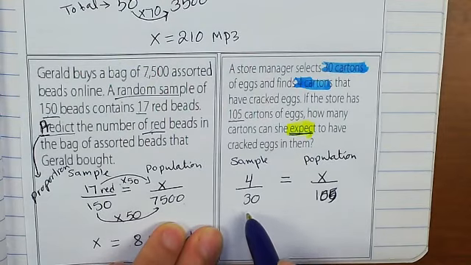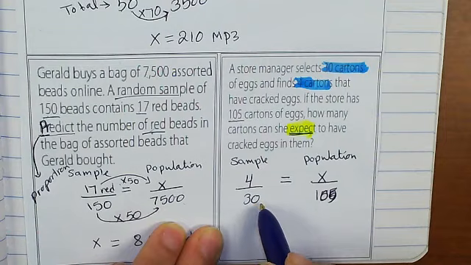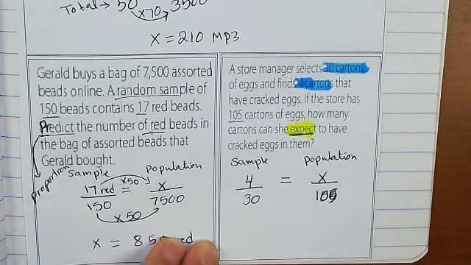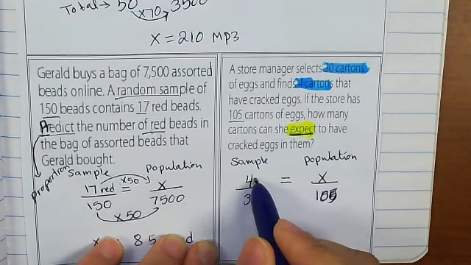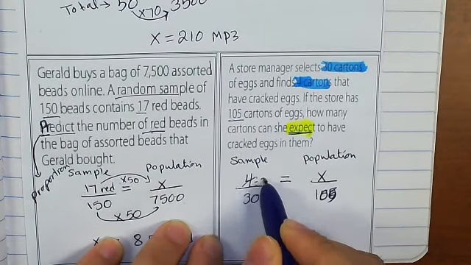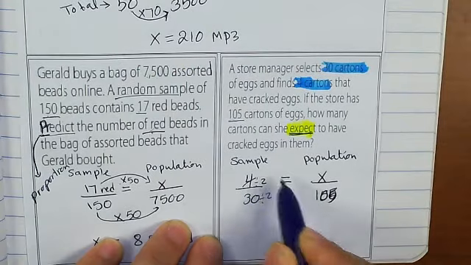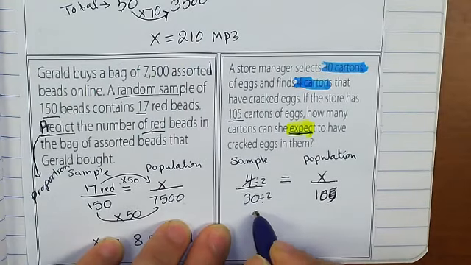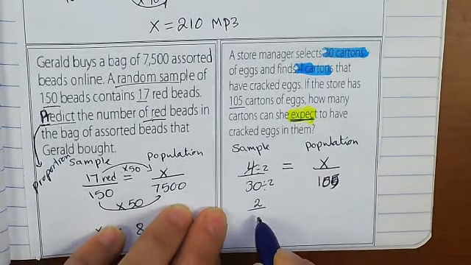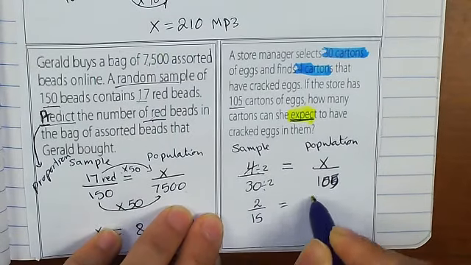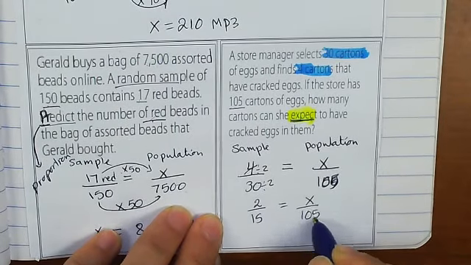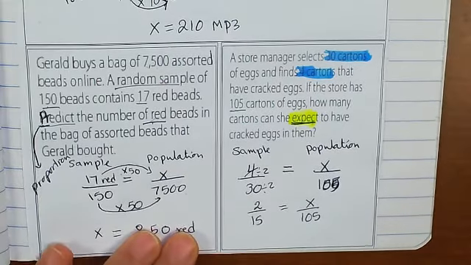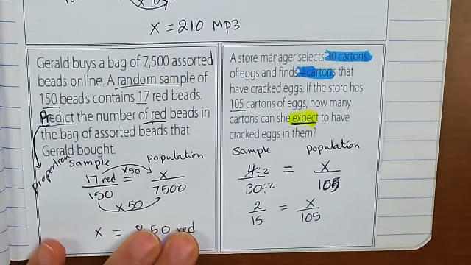All right, so one way we can simplify the fractions sometimes is to make things easier. So we can simplify this maybe by 2. If I simplify this by 2, whatever we do to the numerator, we have to do to the denominator. So 4 divided by 2 will be 2. 30 divided by 2 will be 15, equals x over 105.